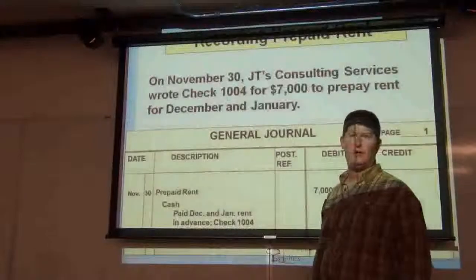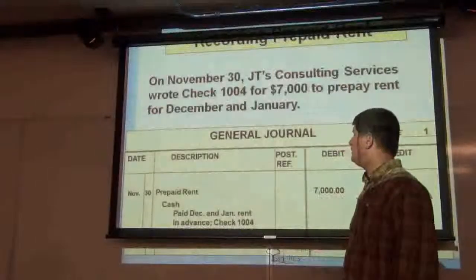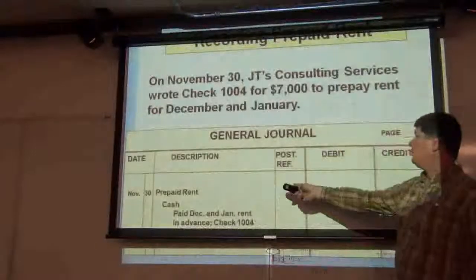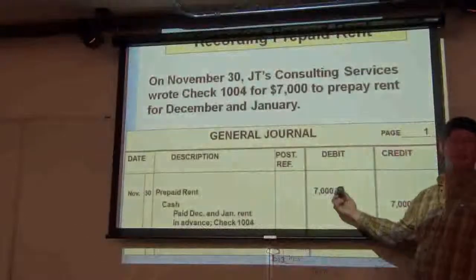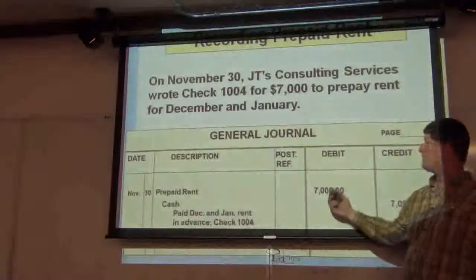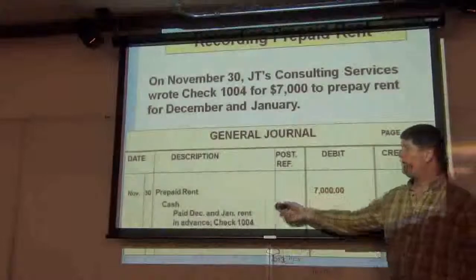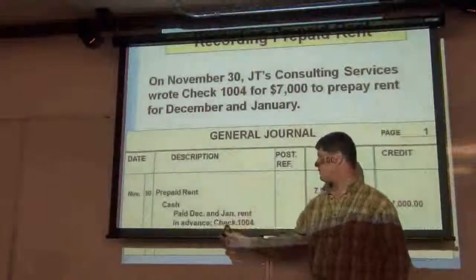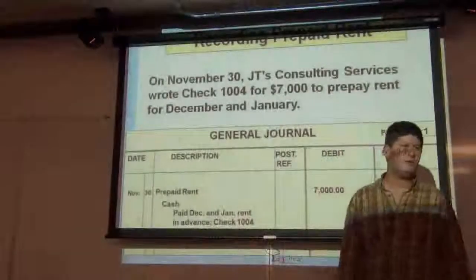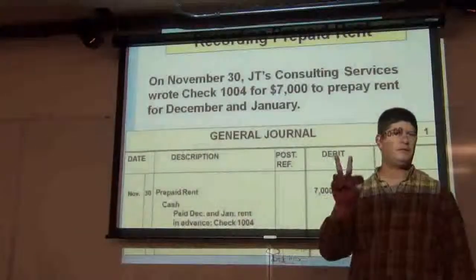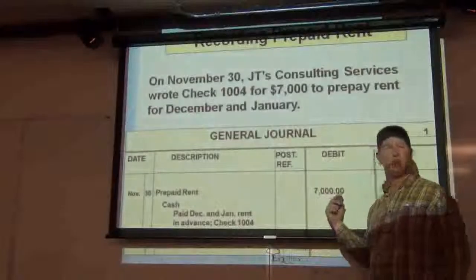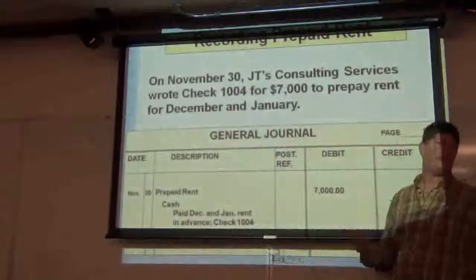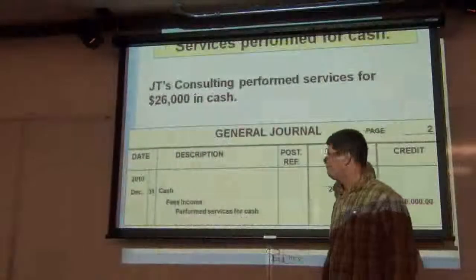Questions? Other questions? Okay, here's another fun one. We're going to prepay some rent, right? We've got to go find a place. Prepaid rent. It's an asset. Debit. How do we pay for it? Cash. Credit. Prepaid December and January's rent in advance. Check number 1004. How many months is this for? 2. How much is the rent each month? $3,500. Yes? Okay.